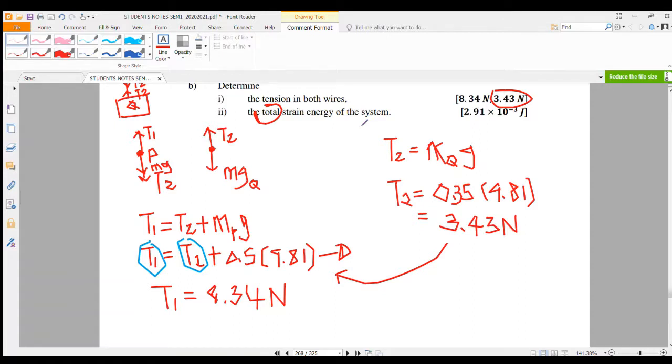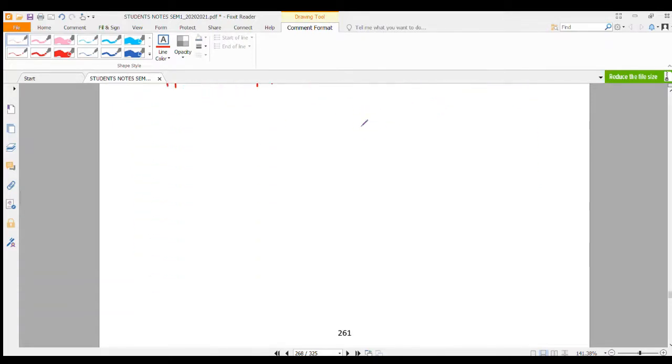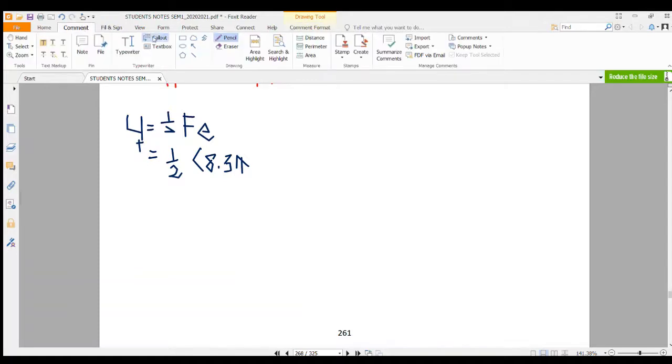Our equation for the energy is U equals half F times elongation. We have two wires, meaning that we need to find two energies. Let's say the first one is the wire for tungsten. So U for tungsten, you must use T1. Just now the T1 value is 8.34. Okay, so you can calculate with 8.34.